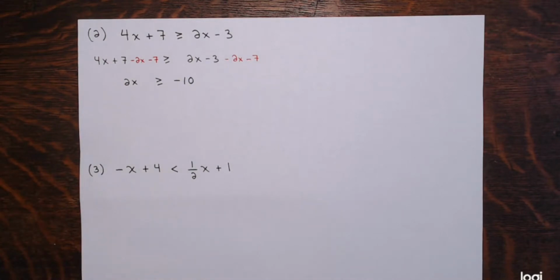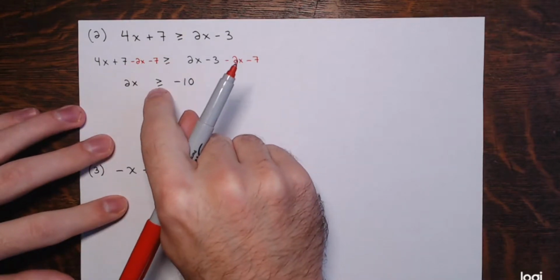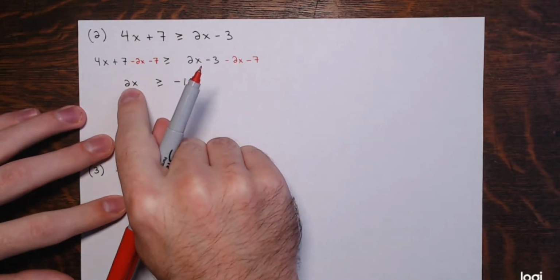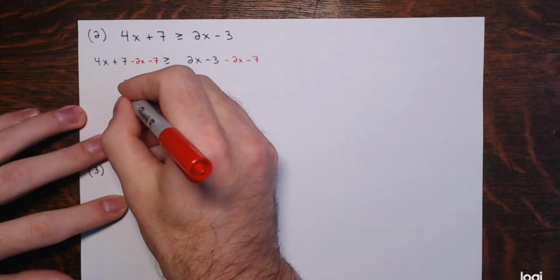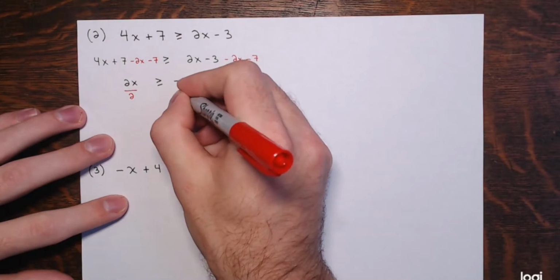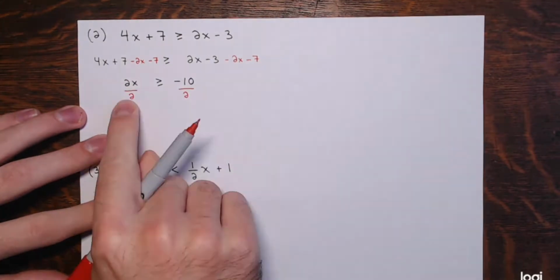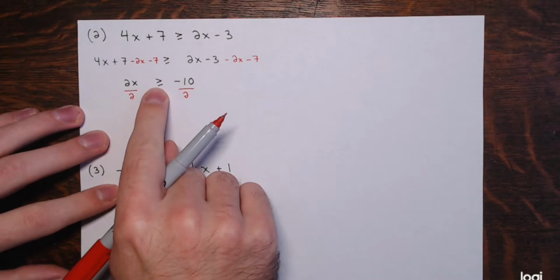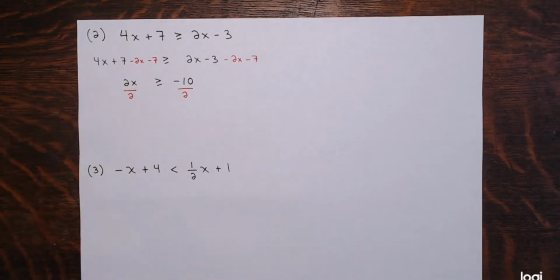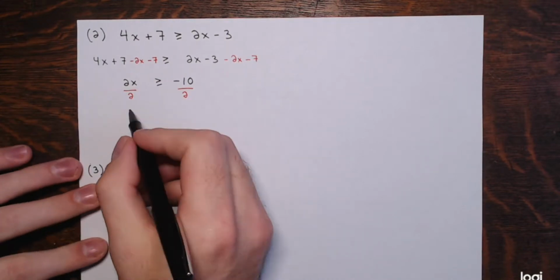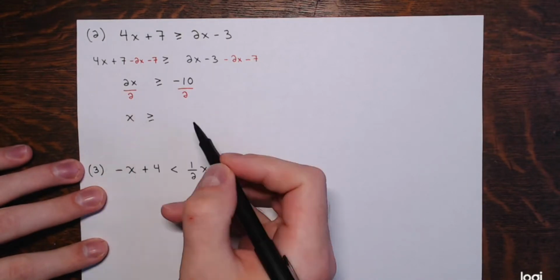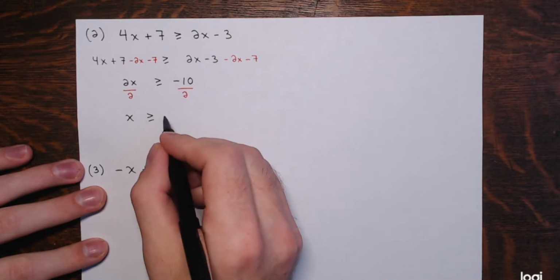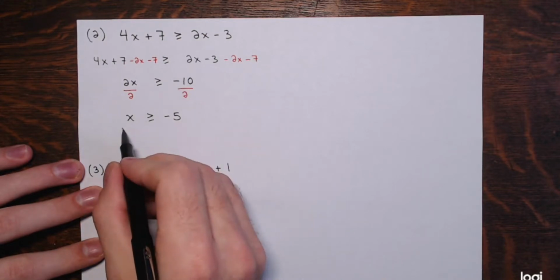Once again, I kept the symbol the same because I know I'm going to be dividing by a positive number. I'm going to divide by positive 2 on both sides to get x alone. And dividing by a positive number, the symbol stays the same. It does not flip. So we have x on the left side still is greater than or equal to, and then -10 divided by 2 is -5 on the right. And there it is.